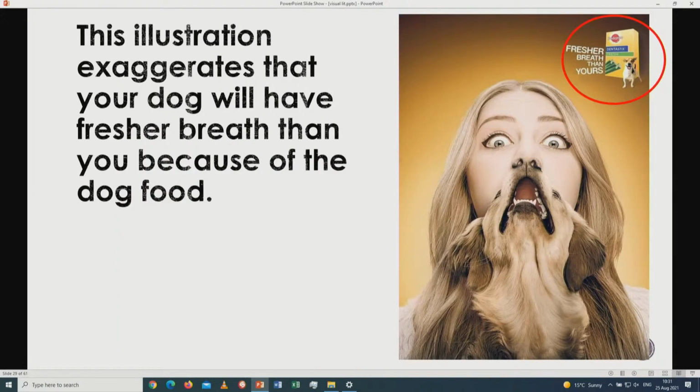We've got this illustration in front of us, also exaggerating. We see that this picture is advertising dog food. So now, what is it? Fresher breath than yours. It exaggerates. This illustration exaggerates that your dog will have fresher breath than you because of the dog food. So the advertiser is encouraging, or making the words that will make you go and buy the food for your dog.